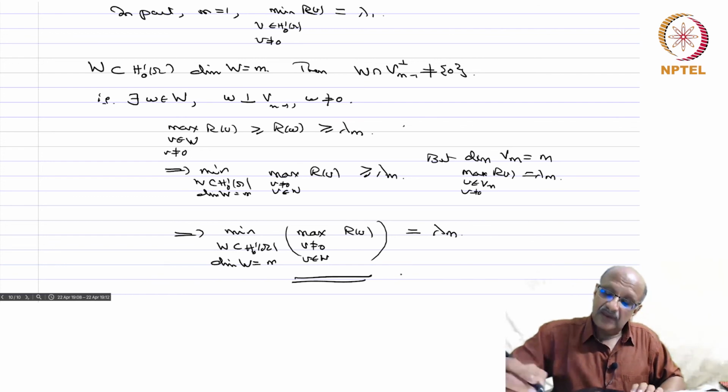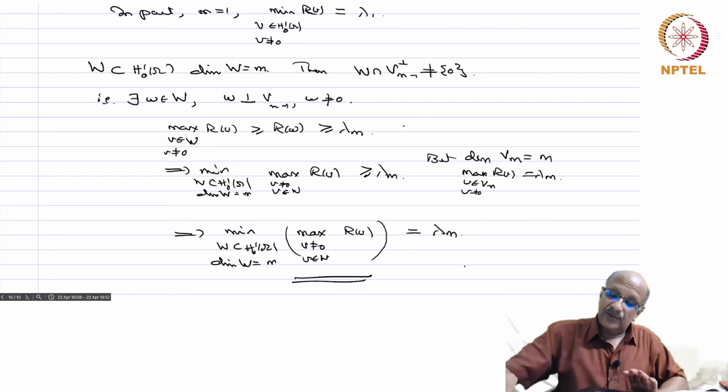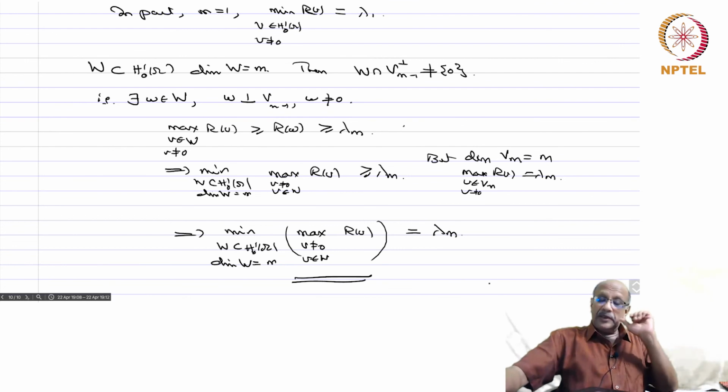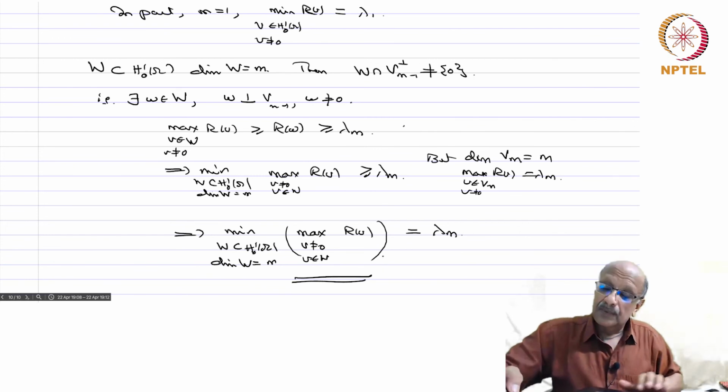So, as I said, this last one, the min-max principle, is an intrinsic one. It does not depend on the eigenfunctions at all, and therefore it is a very powerful result, and we will see several applications of this presently.